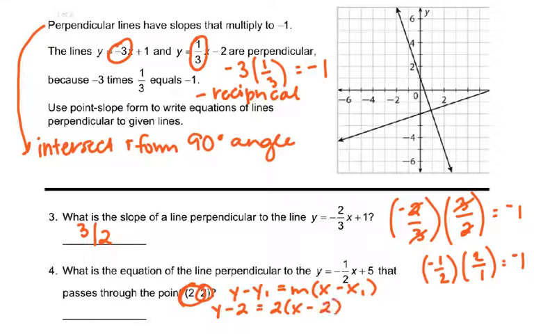2. If we simplify that a bit further, we have y minus 2 equals, distribute, 2x minus 4. Simplify it further by adding 2 to both sides, and we are left with y equals 2x, what's negative 4 plus 2? That is negative 2. And this is the equation of a line that is perpendicular to y equals negative 1/2 x plus 5 that passes through the point 2, 2.